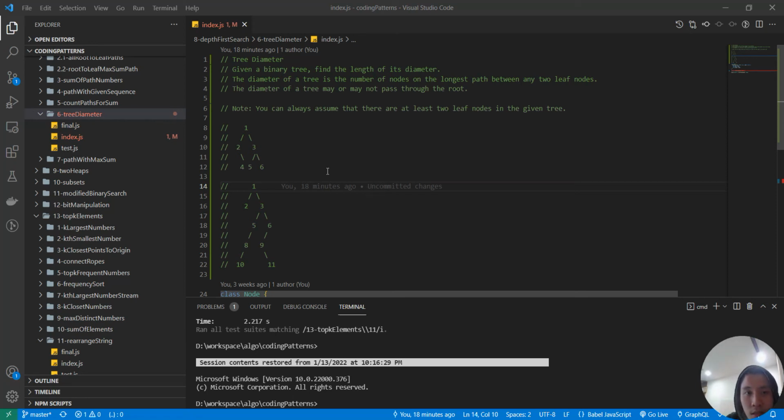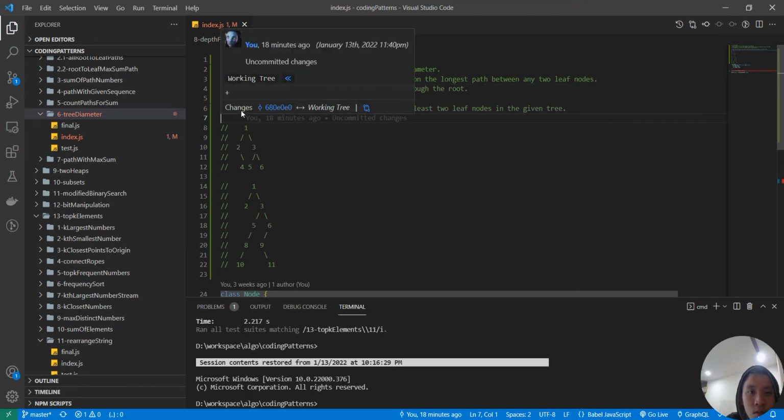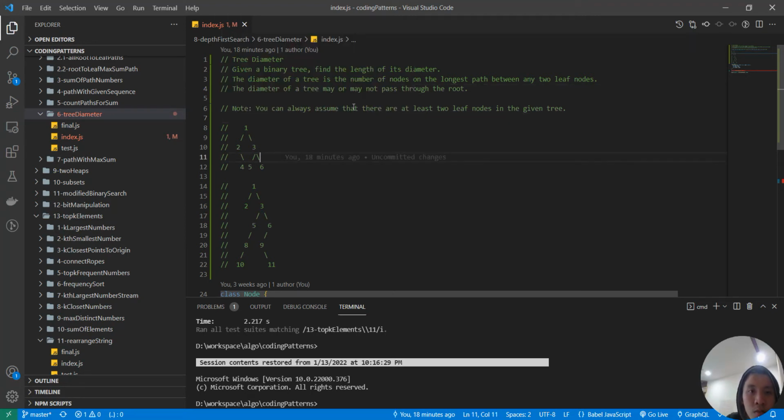Hello guys, in this video I'm going to show you how to solve tree diameter. Given a binary tree, find the length of its diameter. The diameter of a tree is the number of nodes on the longest path between two leaf nodes. The diameter of a tree may or may not pass through the root. Note, you can always assume that there are at least two leaf nodes in the given trees.